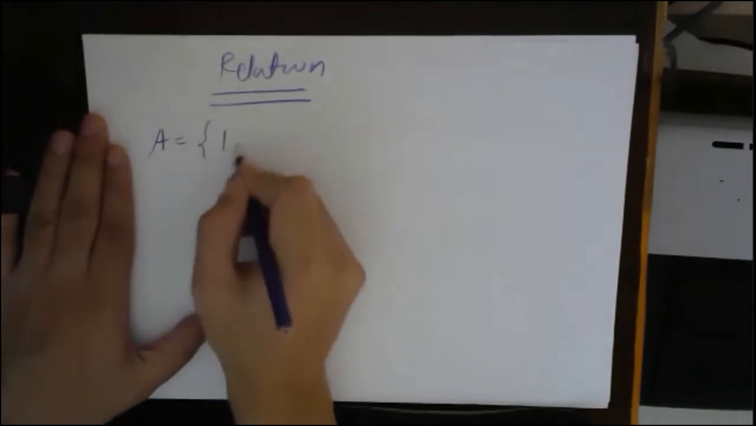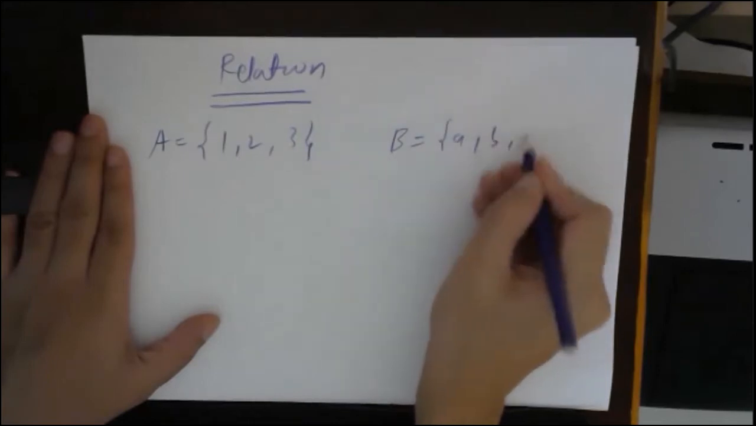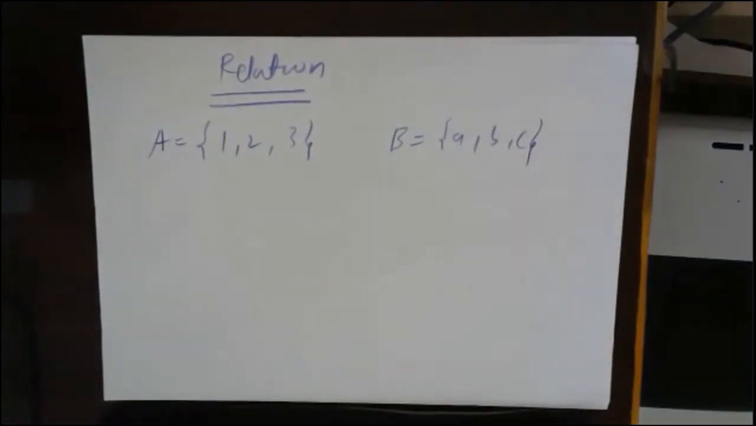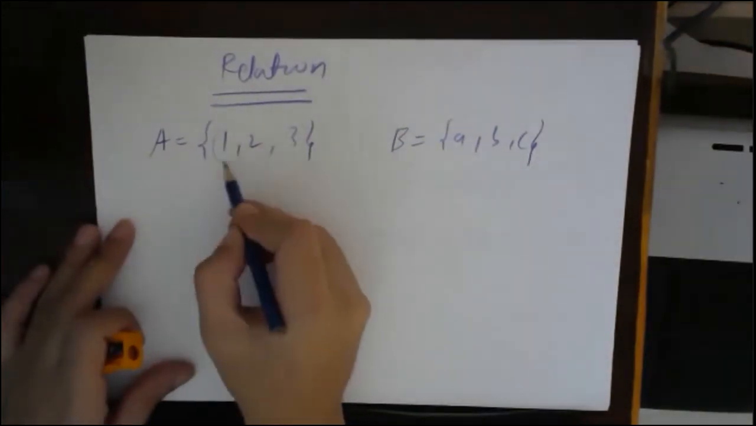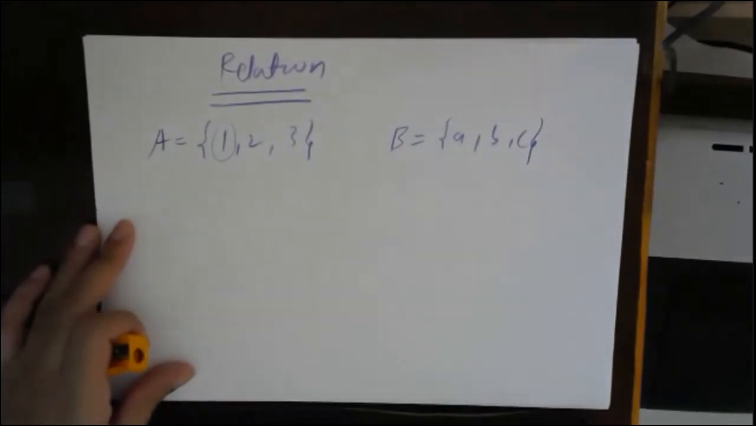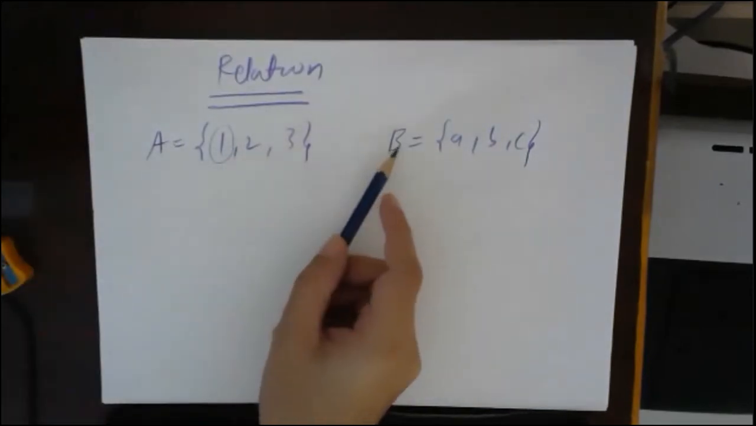First let's look at the basics before moving on to the relation. We already know what a set is. Suppose set A has elements 1, 2 and 3, and set B has elements a, b and c. What I'll ask you to do is link every element of A with every element of B.